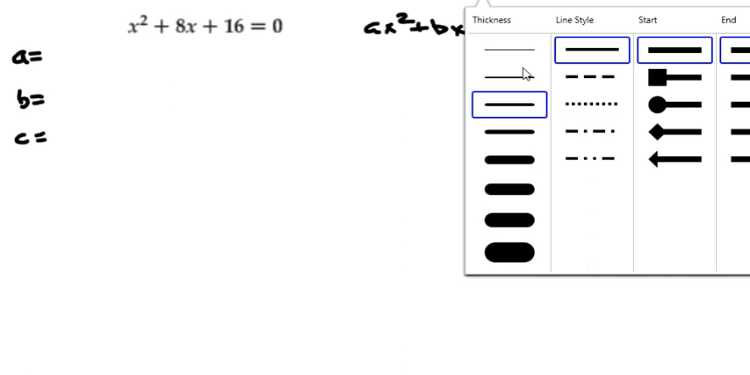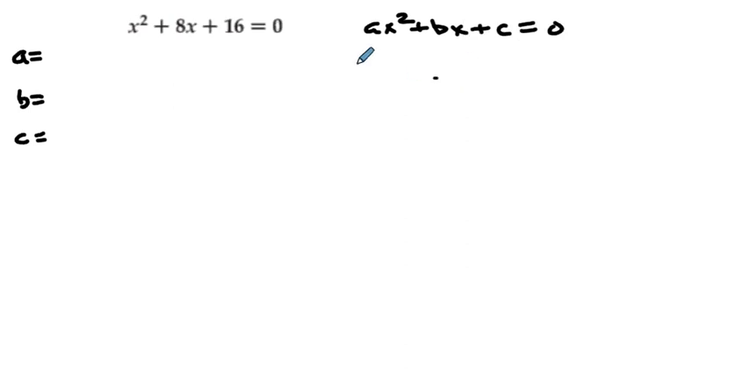First things first, we have to make sure we're in the form ax squared plus bx plus c equals 0. If you look at the form that we have here, it looks like we're good, right? Equals 0, that's in shape and it's in order. So my A is going to be 1, that's the number here. My B is going to be 8, and my C is 16.